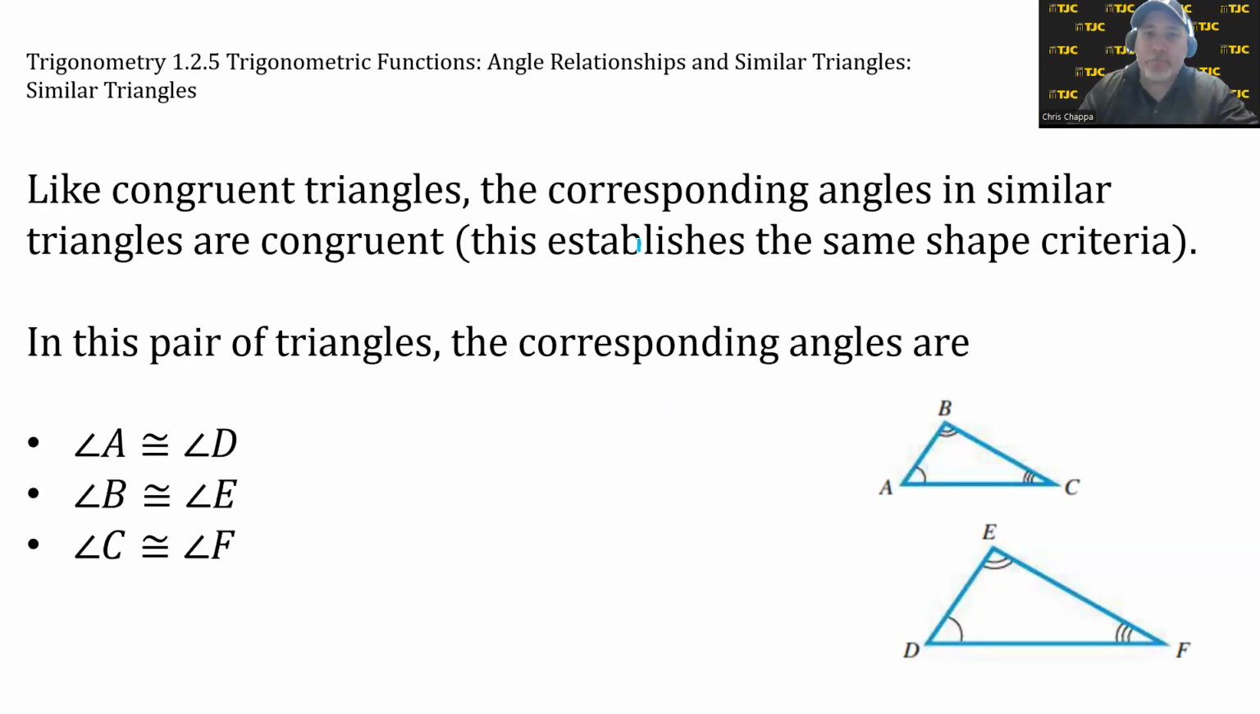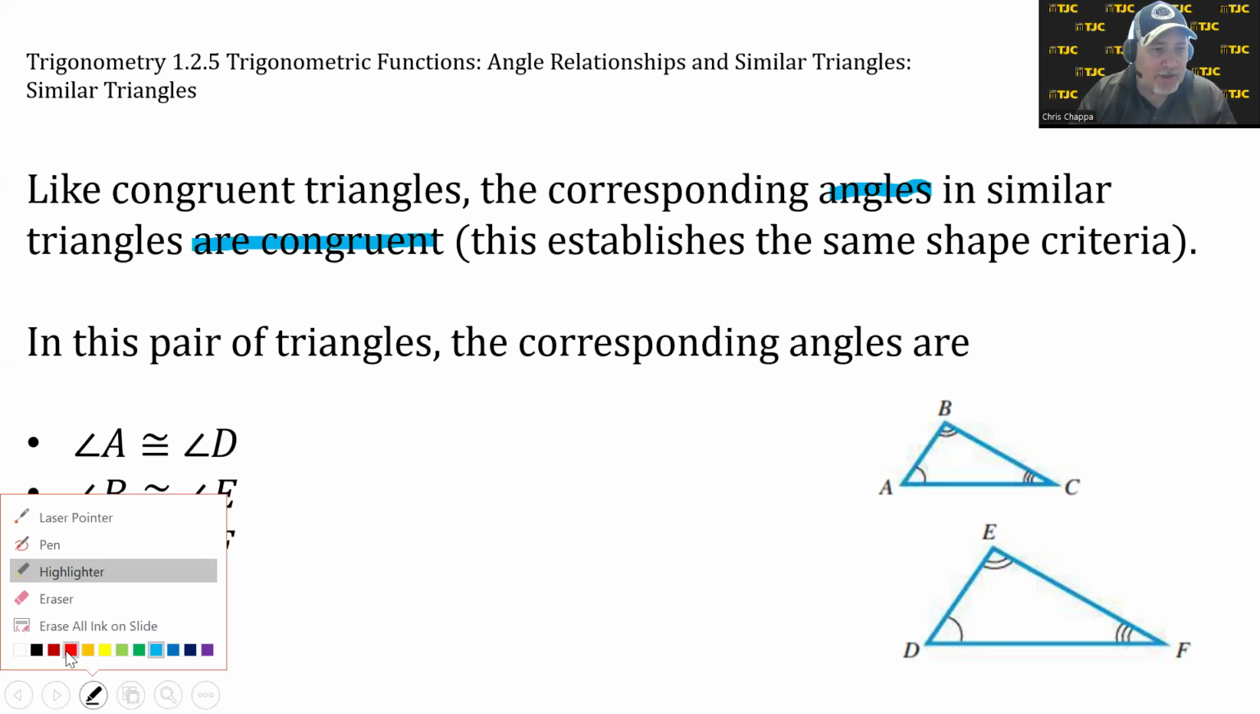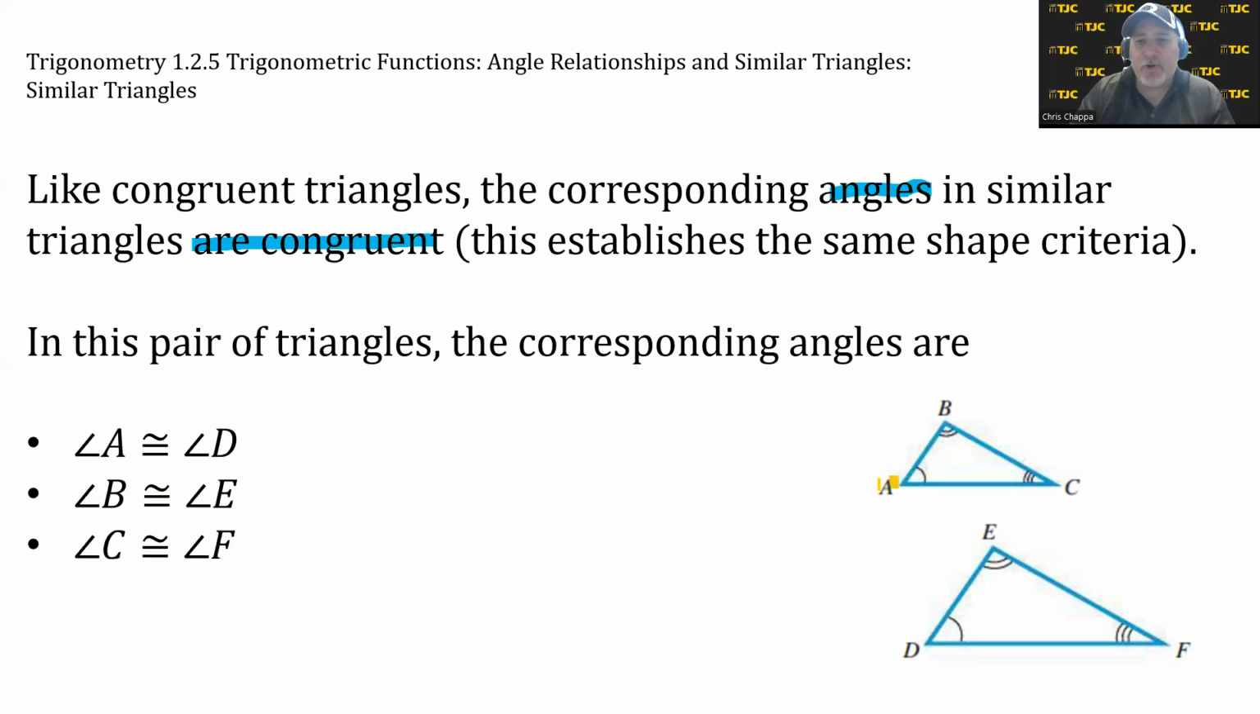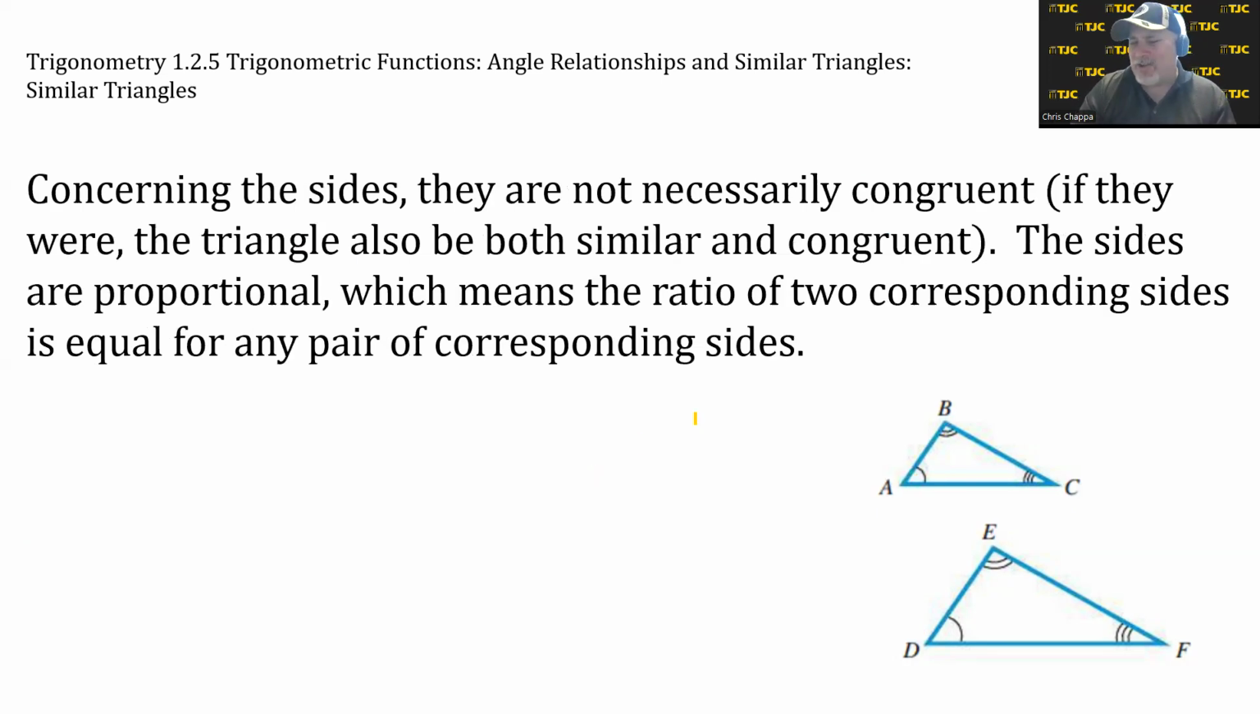Like congruent triangles, the corresponding angles in similar triangles are congruent. So angles are congruent. This establishes the same shape criteria. In this pair of triangles, the corresponding angles are, I'm going to change the color of my highlighting, we'll do orange, A and D, indicated by the single arc, B and E, indicated by the double arc, and C and F, indicated by the triple arc. And all of those pairs are congruent. Concerning the sides, they are not necessarily congruent. If they were, the triangles would be both similar and congruent. All congruent triangles are similar, but not all similar triangles are congruent.